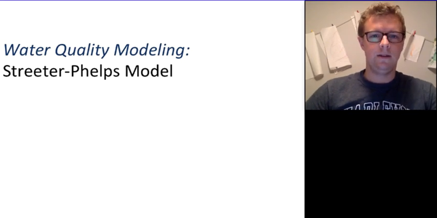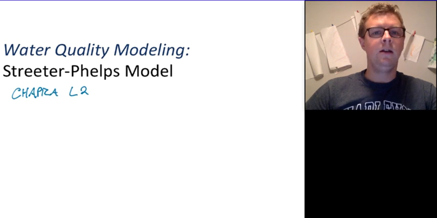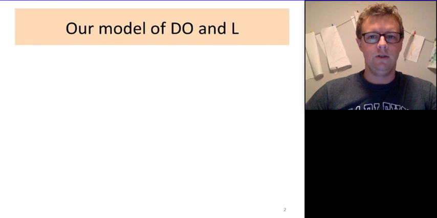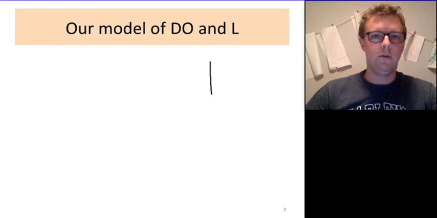I want to talk to you tonight about the Streeter-Phelps model. This goes along with lecture 21 out of your Chopra textbook. And so I want to start tonight with our model of dissolved oxygen and biological oxygen demand, for which we use a capital L as the symbol.